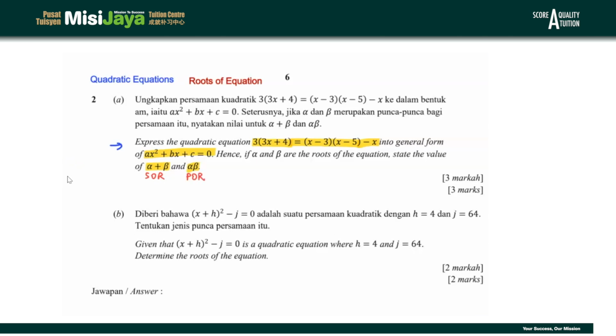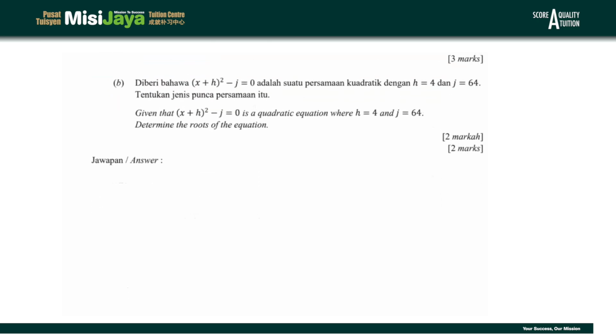Okay, so now what we're going to do is we have to expand this and change it to general form first. Okay, after we have changed it to general form, then we will get 3 terms on the left equals to 0. Then after that, we will know, okay, which is our SOR and which is our POR, okay? So I'm going to do it at the bottom. Okay, so for A, write down the question first.